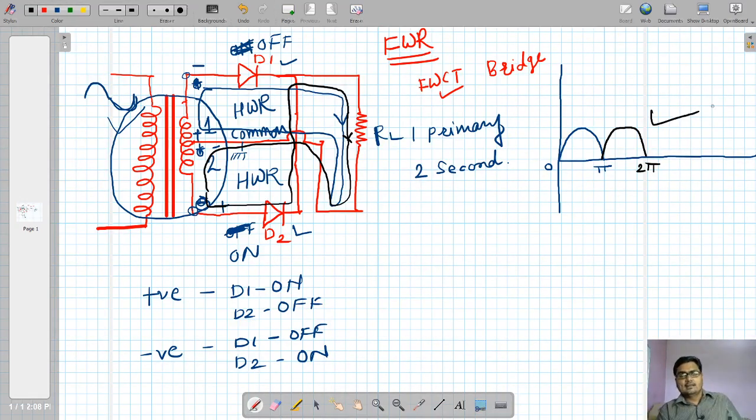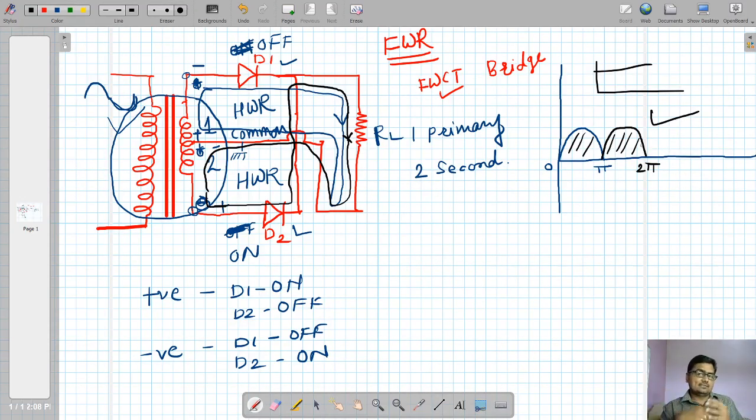And this output voltage is not pure DC, because I know that pure DC voltage looks like this. This is pure DC, but the voltage which this rectifier has produced is not pure DC. Then what is that? It is a pulsating DC. We had a discussion about pulsating DC in the half wave rectifier.